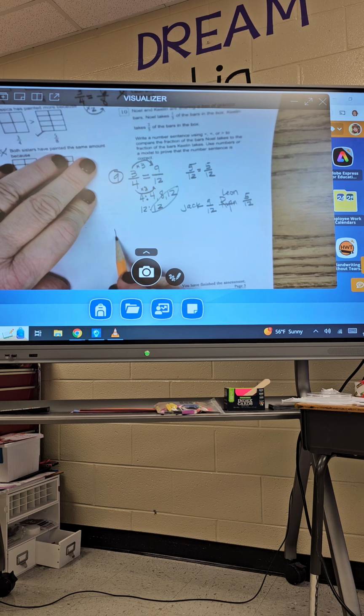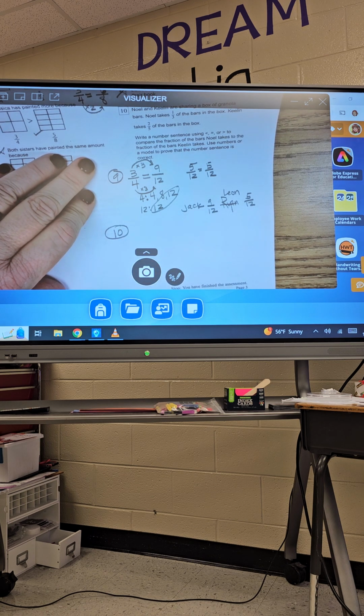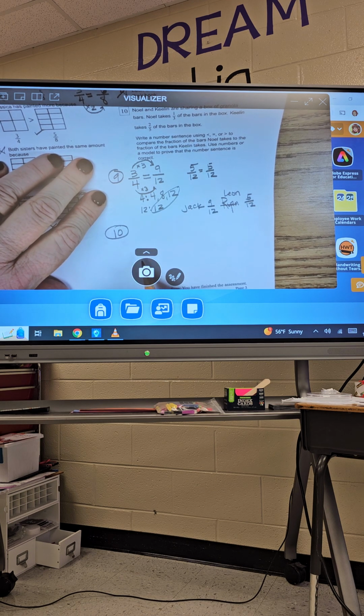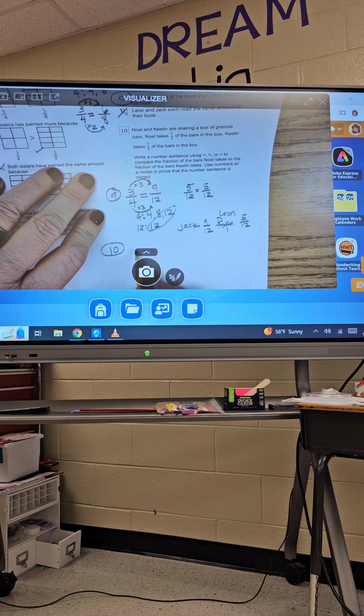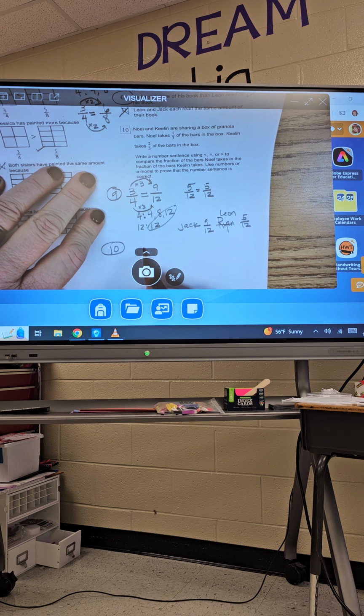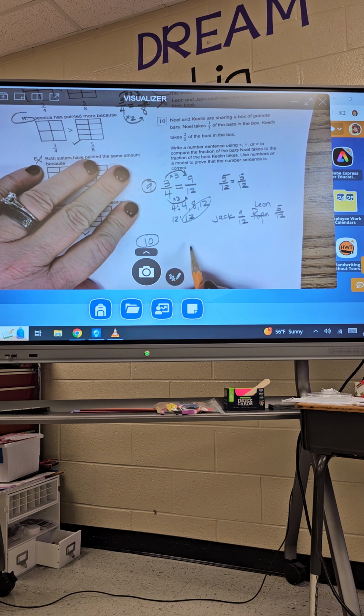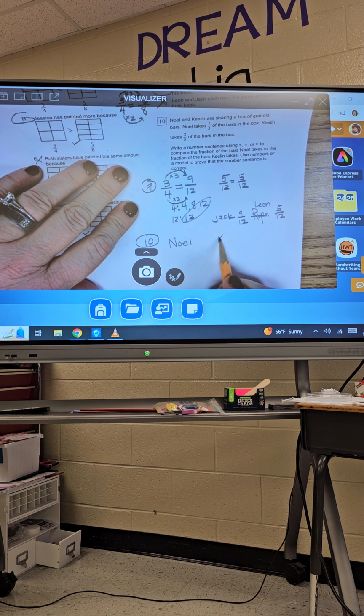Okay, number 10. Noel and Keelan are sharing a box of granola bars. Noel takes 1/3 of the bars in the box. Keelan takes 2/5 of the bars in the box. Okay? Move it over here. Noel takes 1/3. Keelan takes 2/5.